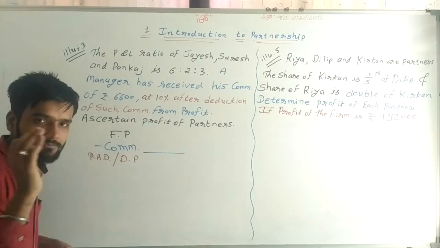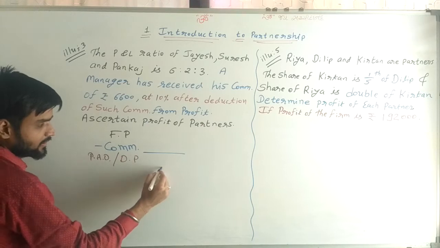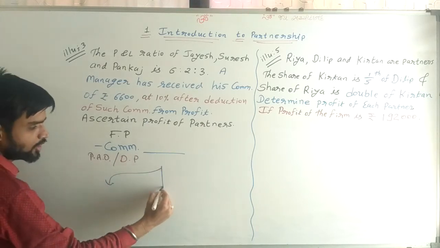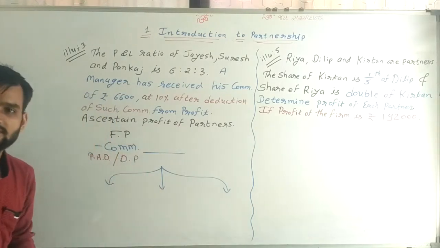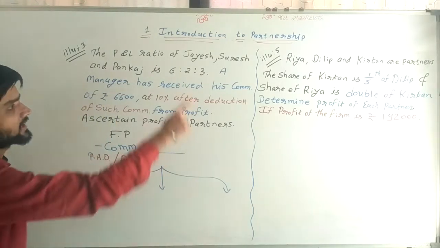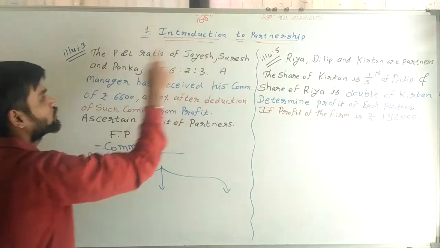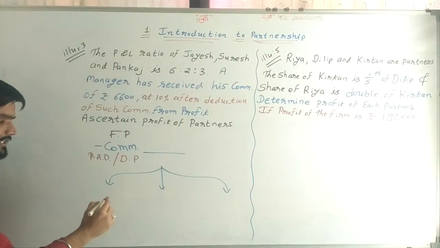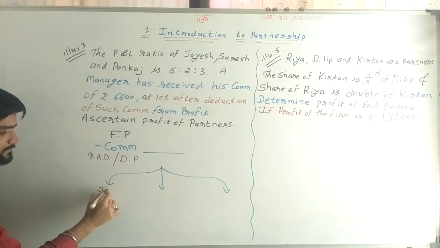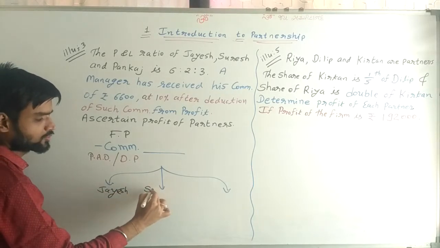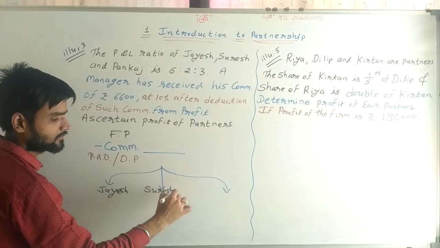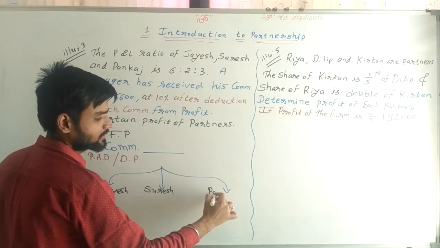And this profit we are distributing among the partners. And here, sir, 3 partners are given, Jayesh, Suresh and Pankaj. So write the names of the 3 partners: Jayesh, Suresh, Pankaj.